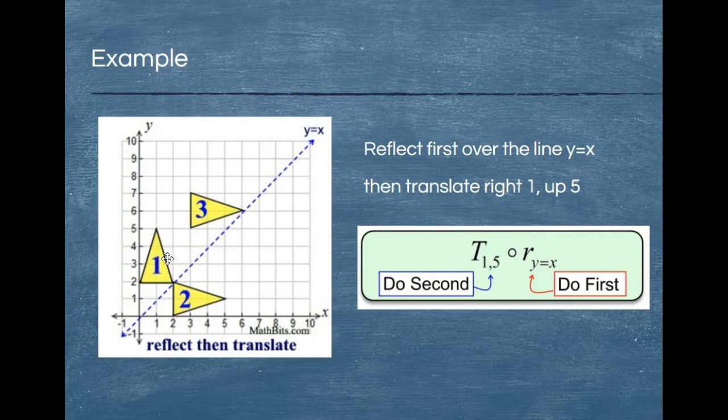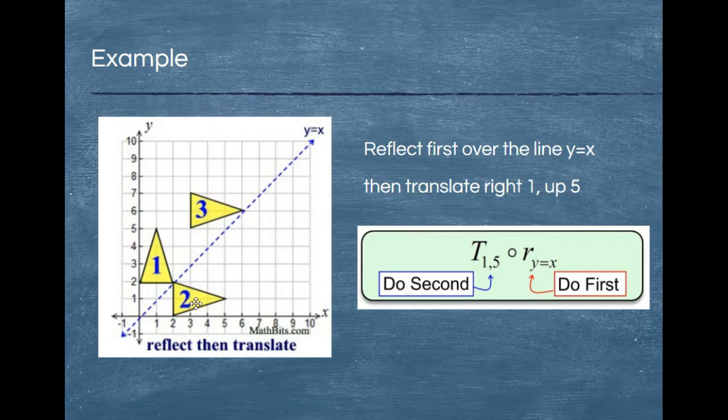So let's just pretend for a moment triangle 1 is our pre-image. It's the very first thing that we started with. And then triangle number 3 is our final image. It's what we ended with. So to go from triangle 1 to triangle 3, we can't just simply reflect or translate. We have to do more than one transformation. And we can see this middle triangle number 2 helps us get to our final image.